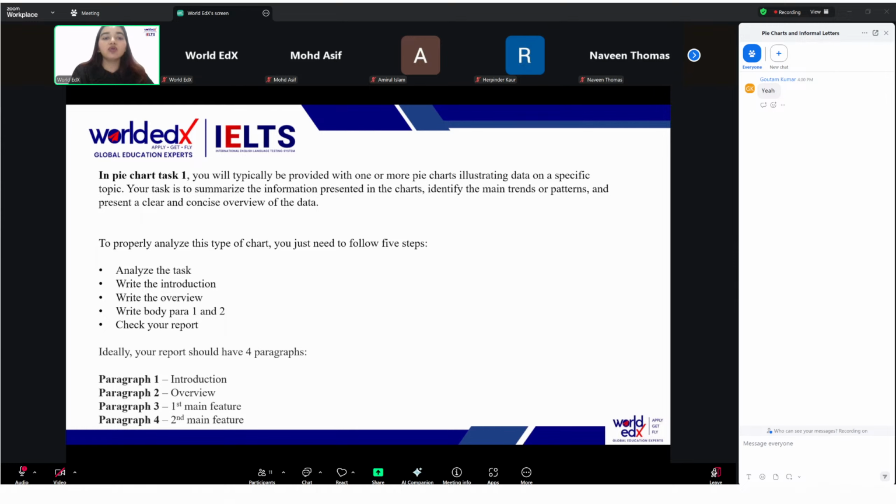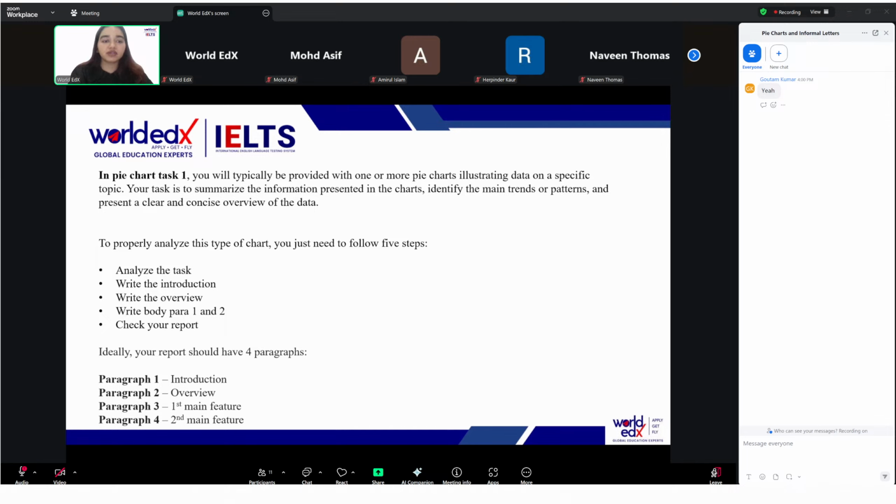Okay, now there are just 5 steps that are involved when we talk about writing about a chart. The first is to analyze the task, see what they basically want from you, what kind of data it is. Then, of course, every report writing will follow a set pattern, and the pattern includes an introduction. In the introduction, you're just going to paraphrase the question.